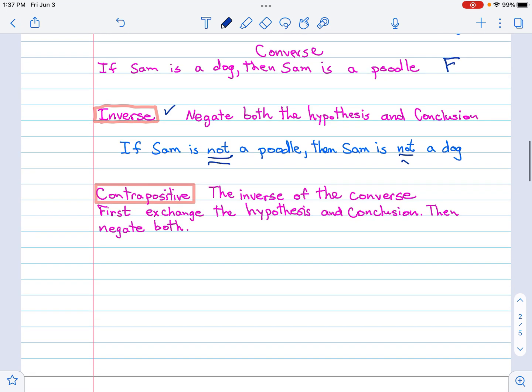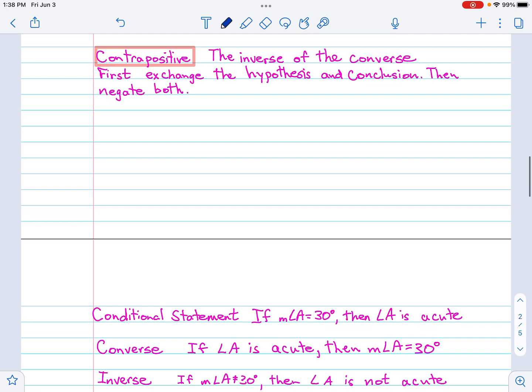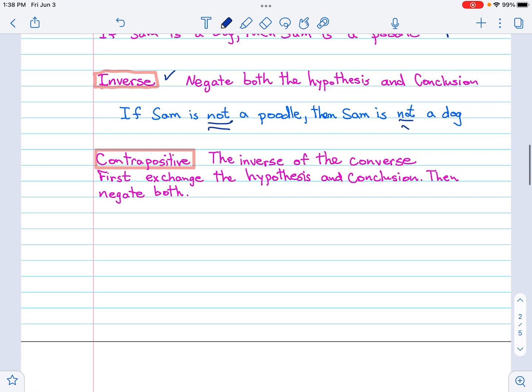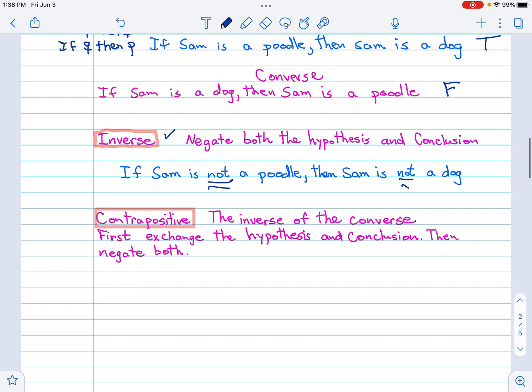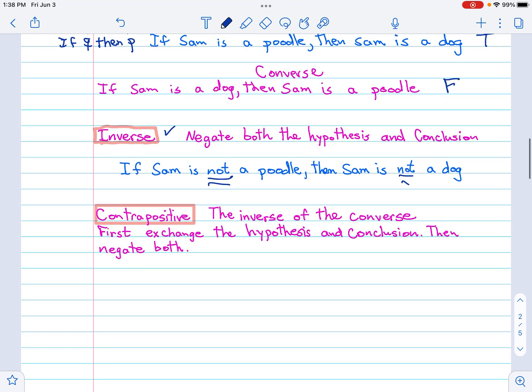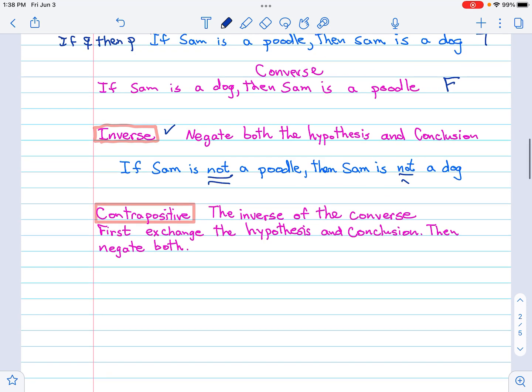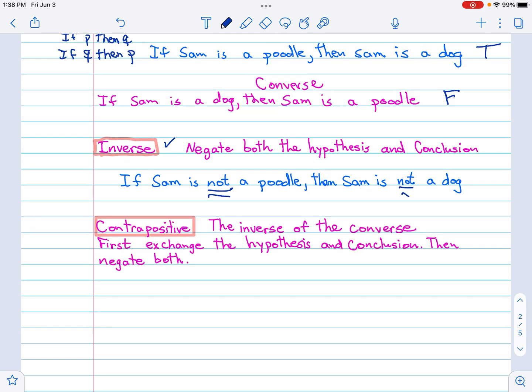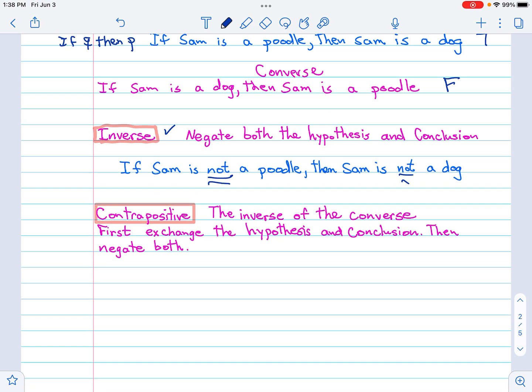Now let's look at the contrapositive. It's the inverse of the converse. So you first exchange the hypothesis and the conclusion, and then you negate both of them. So you get the converse and then you negate both of them. So I guess I should look at the example here. Let's look at the converse: if Sam is a dog, then Sam is a poodle. That's the converse. Now, let's negate both of them to get the contrapositive.